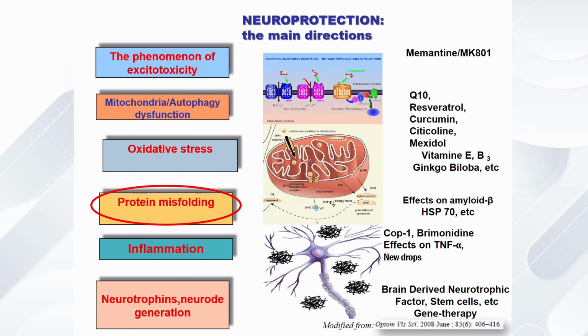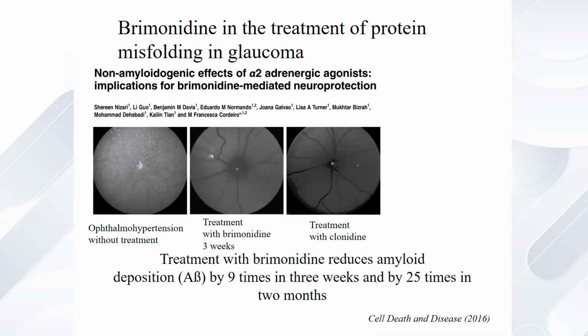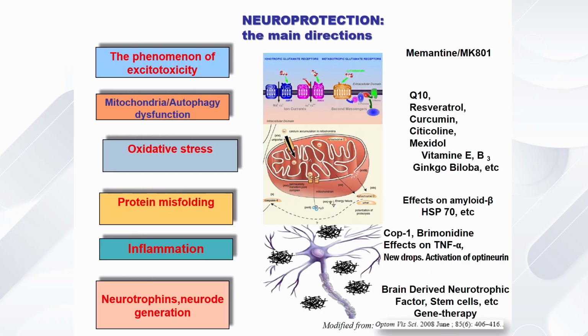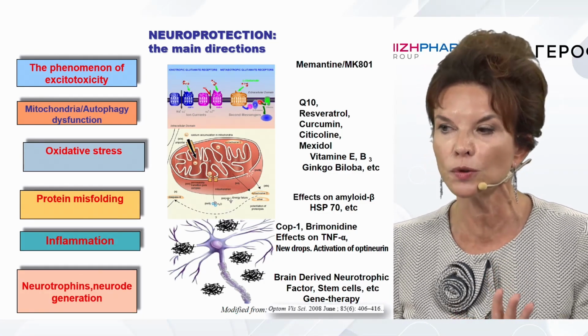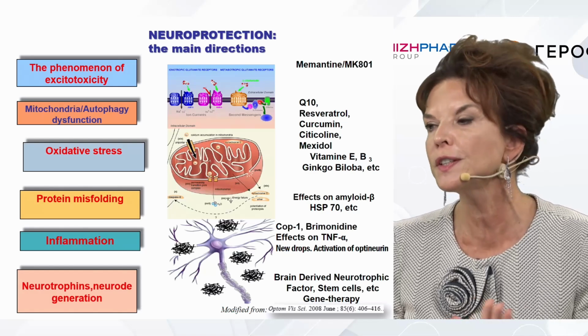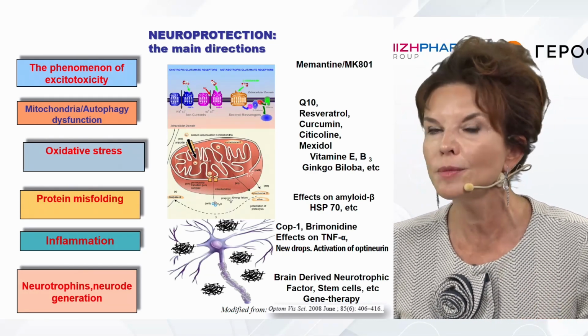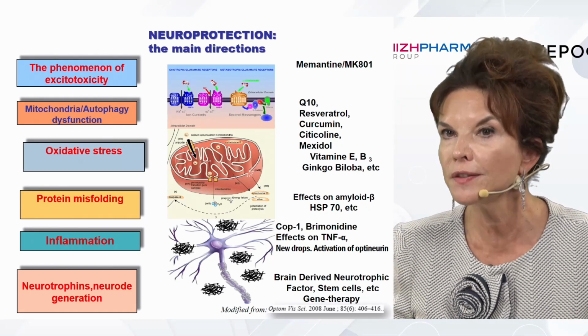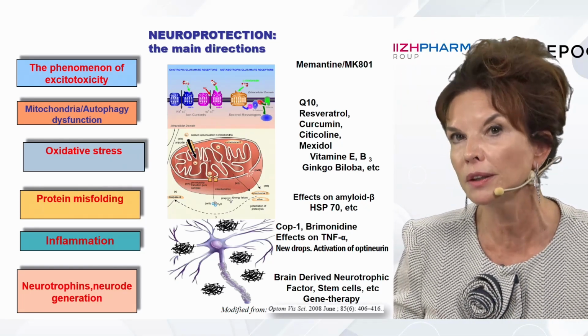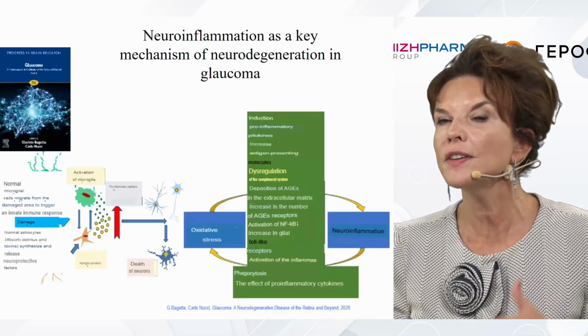Well, again, you can see issues related to neuroprotection. You can see, well, vitamin B shortage can lead to Alzheimer's disease. Well, you can see Brimonidine in the treatment of protein misfolding in glaucoma. Well, again, that's the protective action. Also, neuroinflammation is another key aspect. Today, many speakers are talking about neuroinflammation, starting from academician Chereshnev in his welcoming address. That's the global fundamental aspect.